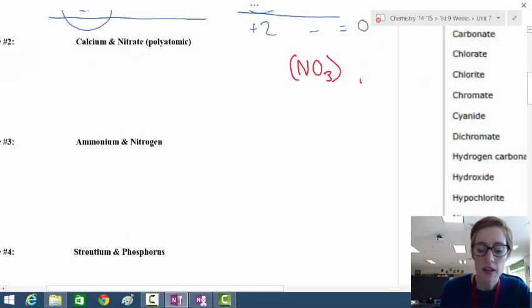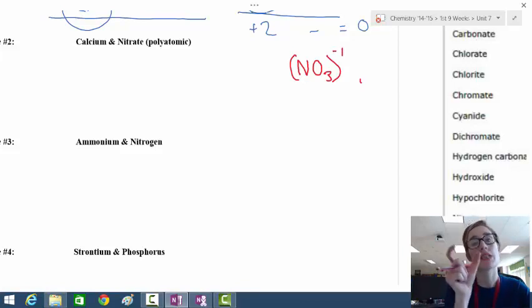Okay? Nitrate, whenever you take 1 nitrogen and 3 oxygens and you bond them together, it's not neutral. It has a -1 charge. Polyatomics, we're going to pretend like they're one unit, and when we move them around, we're going to pretend that they're one thing, and it has a -1 charge.